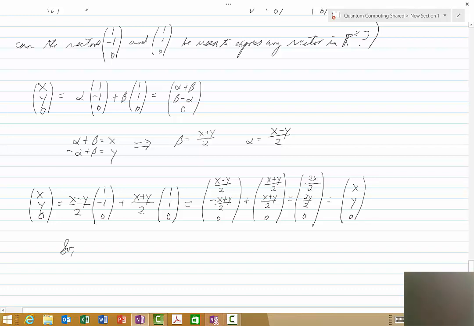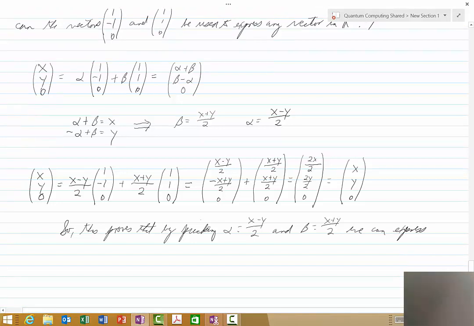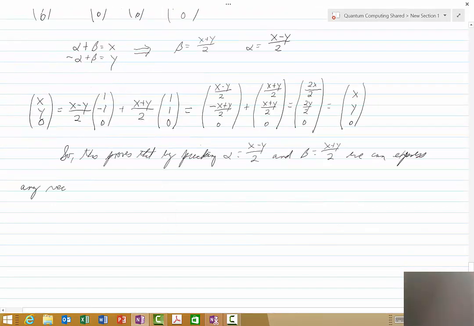So this proves that by picking alpha equal to x minus y over 2 and beta equal to x plus y over 2, we can express any vector x, y, 0 in R2 as alpha times 1, negative 1, 0 plus beta times 1, 1, 0.